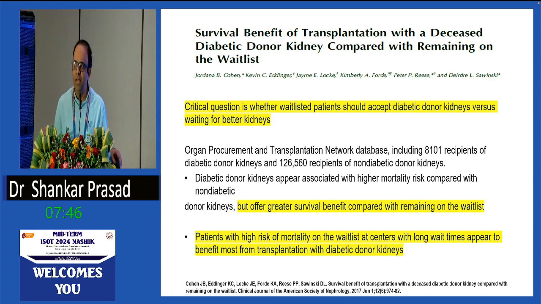So all this evidence says that the standard criteria donor without diabetes will fare well compared to the diabetic with SCD or ECD. They then compared with those remaining on the waiting list. This is Cohen et al., the same group and population, asking the critical question of whether waitlisted patients should accept diabetic donor kidneys versus waiting for better kidneys. What they found is that having a kidney from a diabetic donor offers a great survival benefit compared with remaining on the waiting list, and especially patients with a high risk of mortality on the waiting list, at centers with long waiting times, appear to benefit most from transplantation instead of waiting for a better kidney.